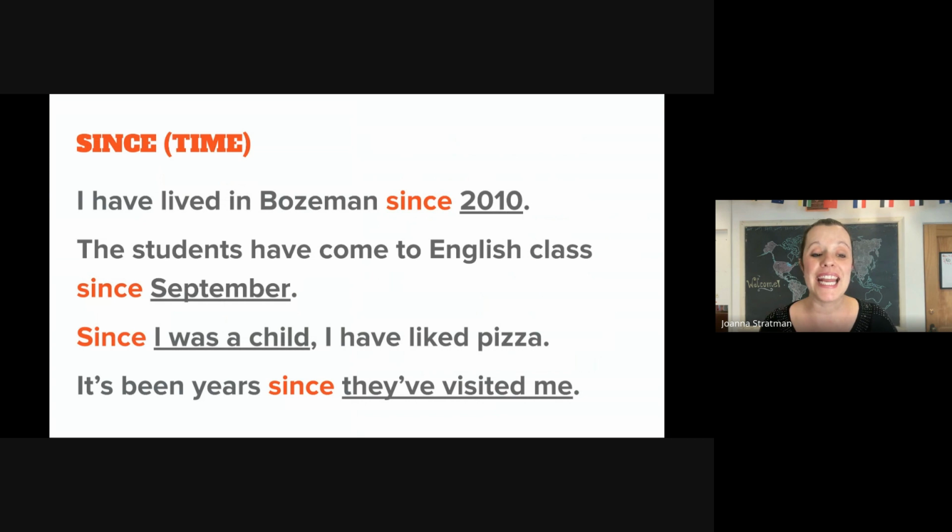And finally, it's been years since they've visited me. It's been years since they visited me. In this case, we are using the general word years to mean a long time. Maybe I don't remember exactly how many years, but if somebody says it's been years, they just mean it has been a long time. And again, we are using the present perfect because this situation is not finished.